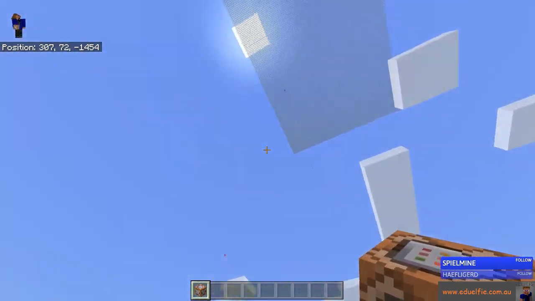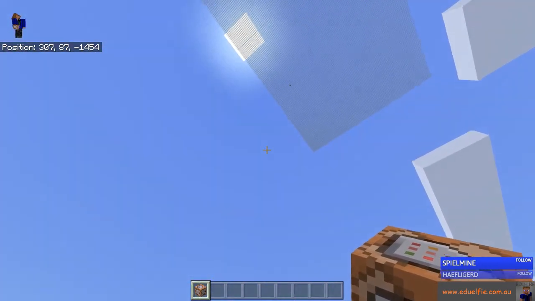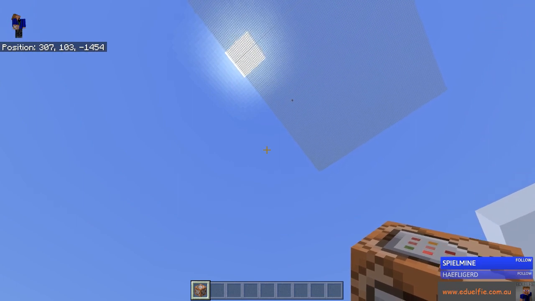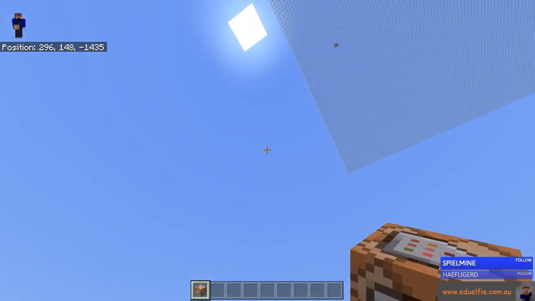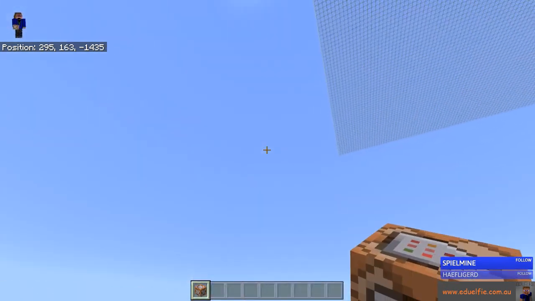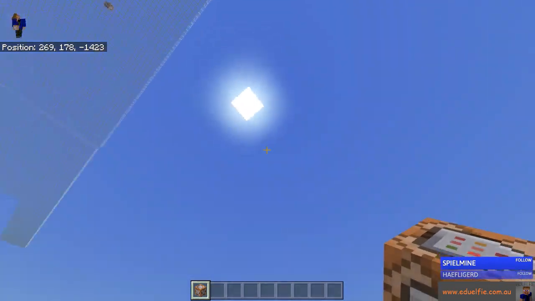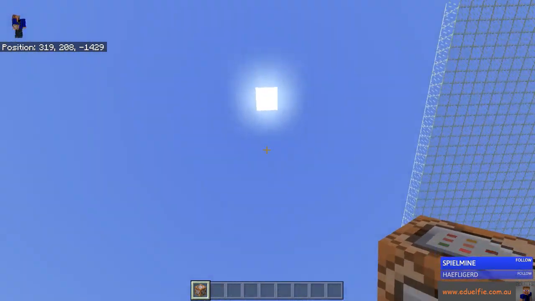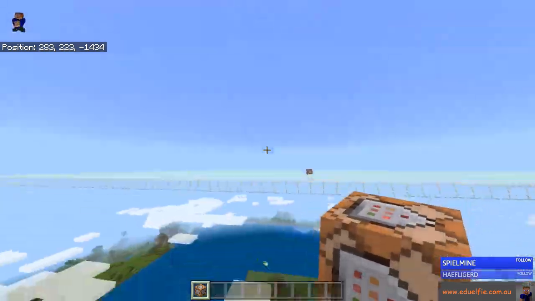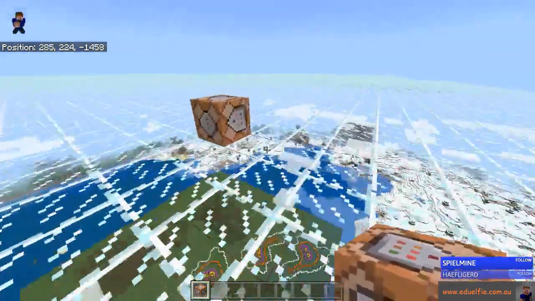So now I've got that. Let's go back up. It's very slow flying up. Wish it would be quicker. You can fly quick, but as soon as you stop moving forward, you go slow again, and I don't think the vertical movement is any faster. It's only the horizontal movement.